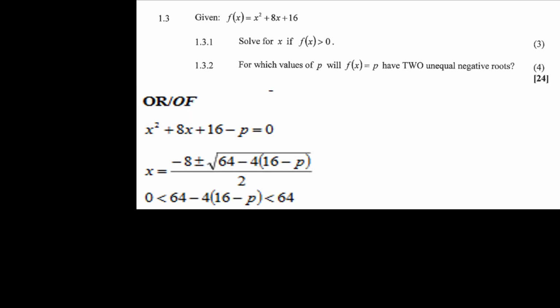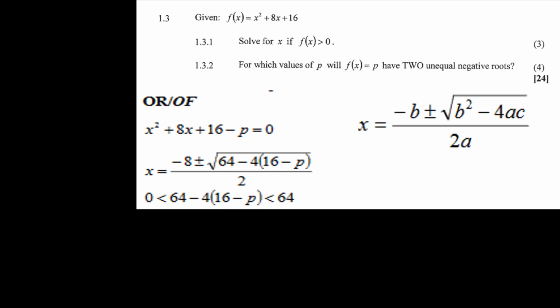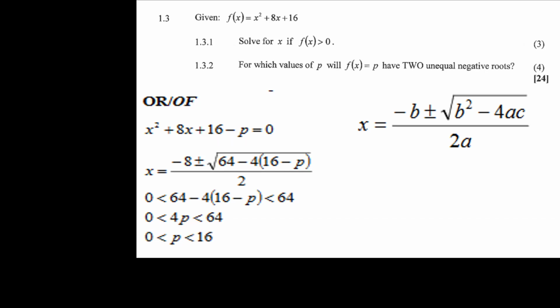Let's just look at that again. We could use our quadratic formula: minus b plus or minus the square root of b squared minus 4ac. For the roots to be real, we must have 0 less than b squared minus 4ac. And for them to be negative, we must have minus b, or minus 8, less than the square root of b squared minus 4ac, or less than 8 squared, or less than 64. That's b equals 8 and c equals 16 minus p. Therefore 0 less than 4p less than 64, or 0 less than p less than 16.